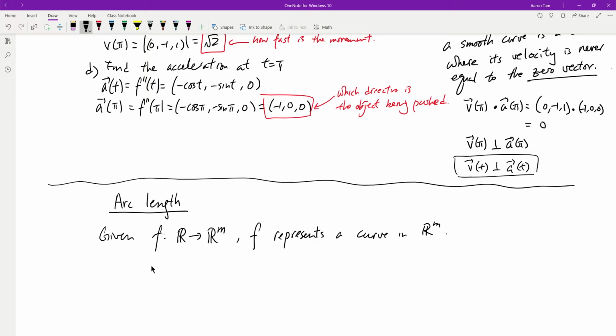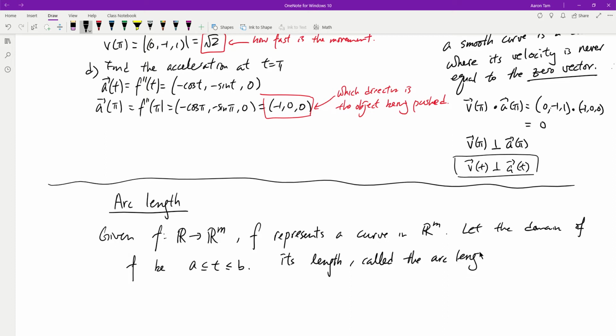Let the domain of f be, let's say, a to b. Then its length, which is called the arc length. The reason why I call it the arc length is because it's a curve, or it can be a curve, so therefore it's not a strict length, but actually a length of a curve. The arc length can be calculated by using the following integral.